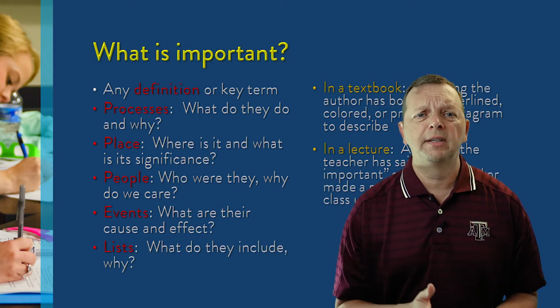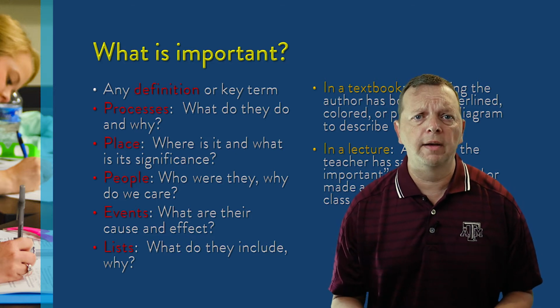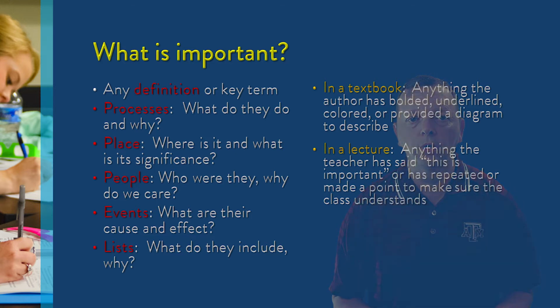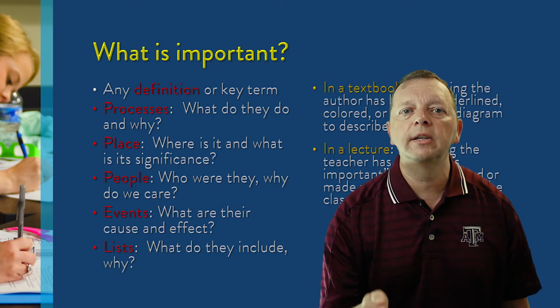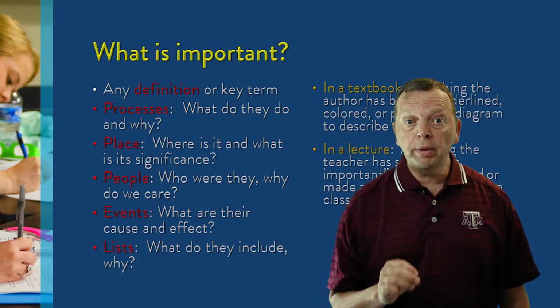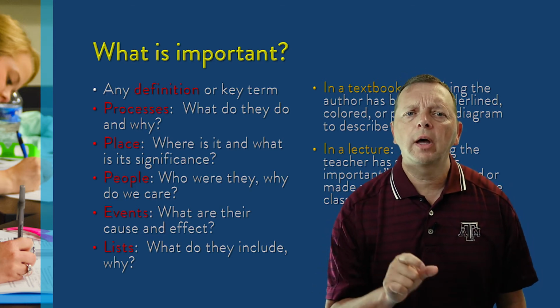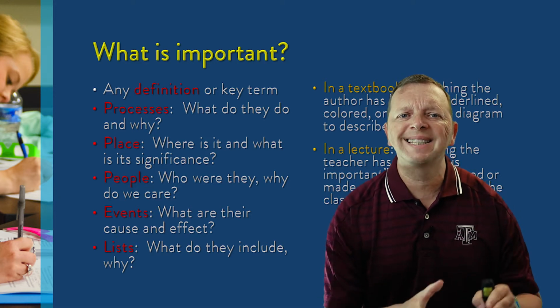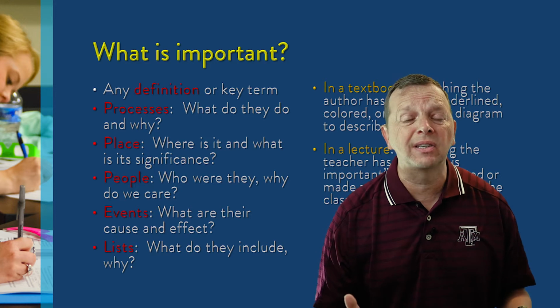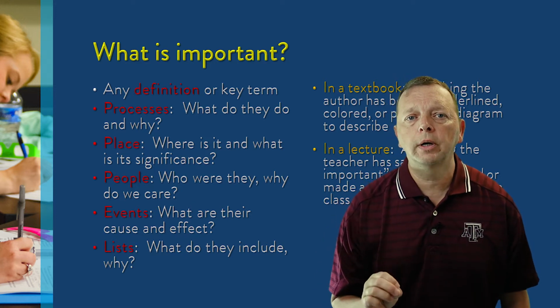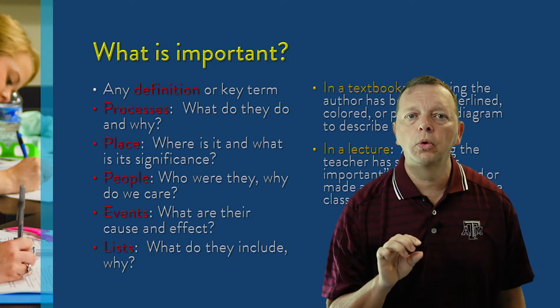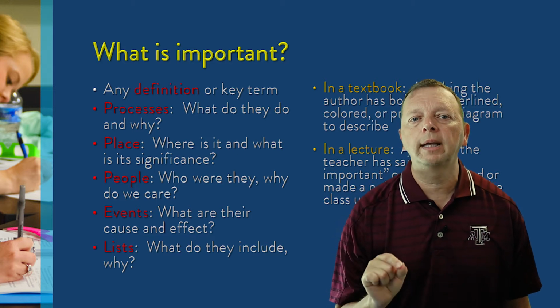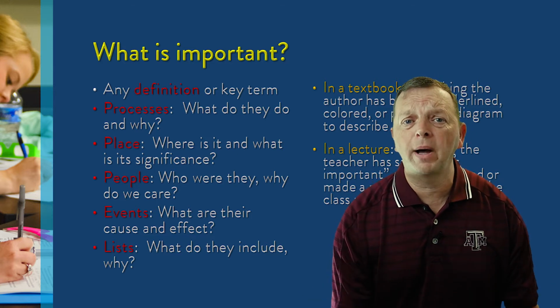First of all, if you have a definition or a keyword that the textbook is giving, you want to make sure that's in your notes. If you're talking about processes, what you want to capture is what do they do, and more importantly, why? Why does something work that way? If there are places, you want to not only say what the places were, but really focus on why that place is important. And it's the same thing with people. You want to list who those people are, but most importantly, list why we care about that person.